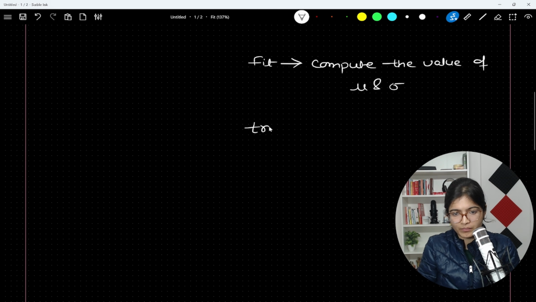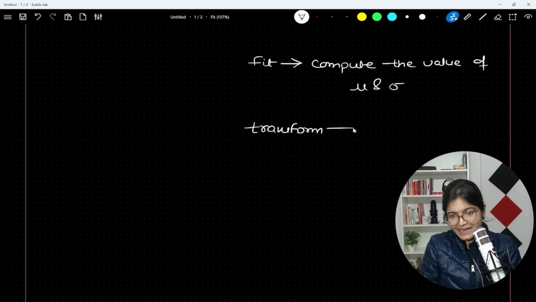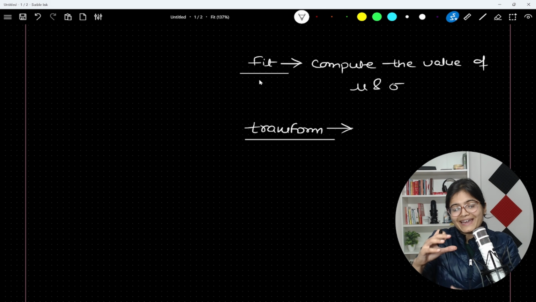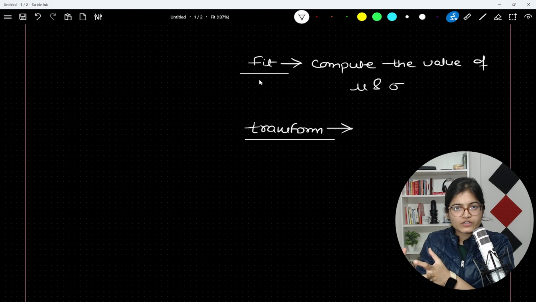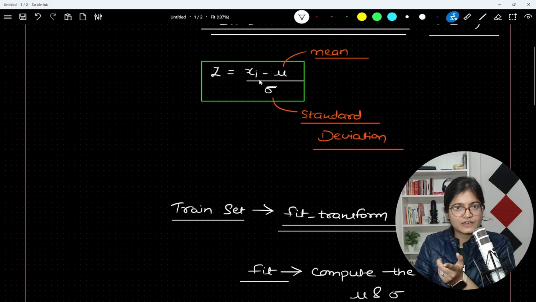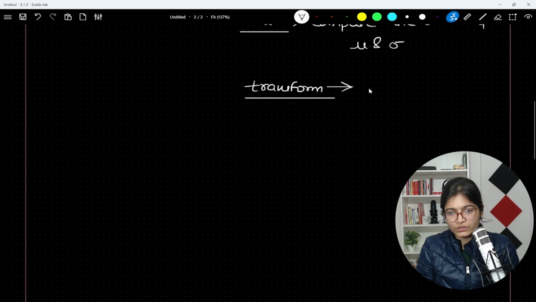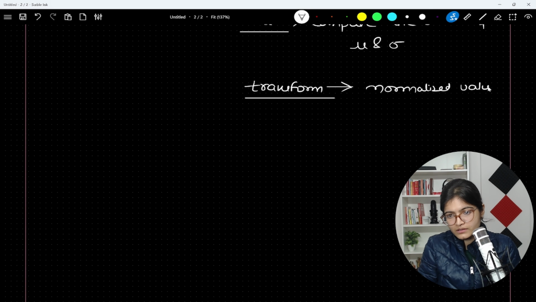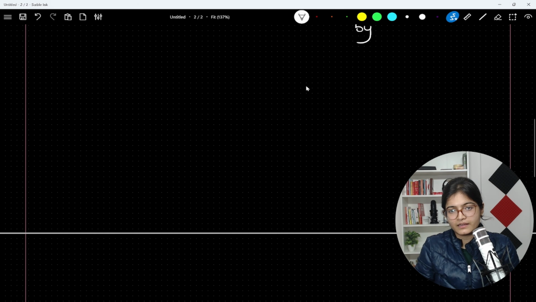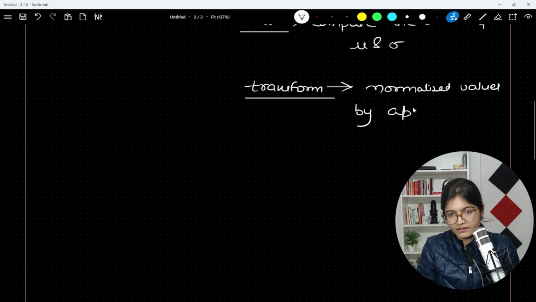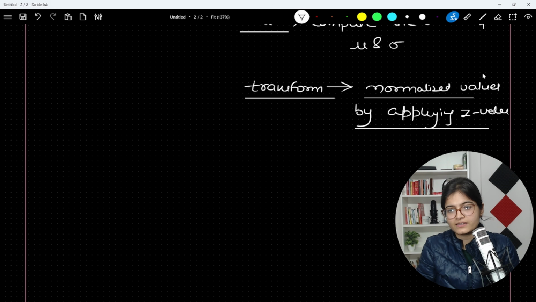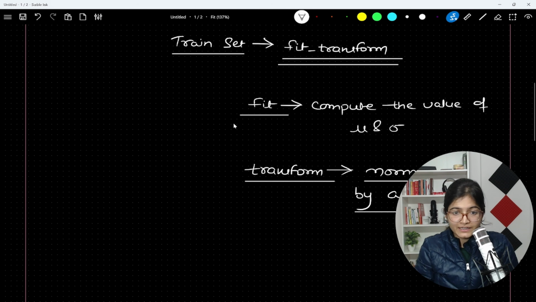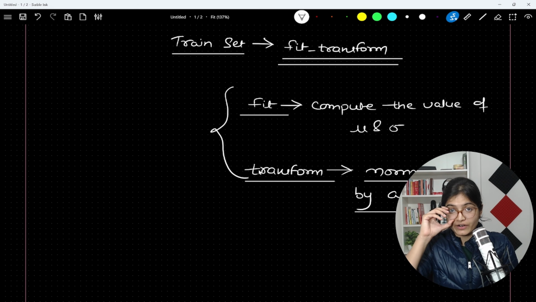And then when you say transform, the simple meaning is you are transforming all the given values by applying that z formula, right? So here you get the normalized values by applying that z value formula, which needs the value of mu and sigma. I hope you are able to understand. So that's why in the training set we are doing fit and transform.